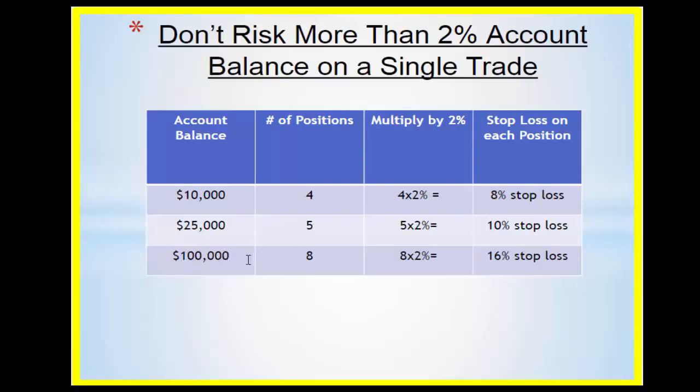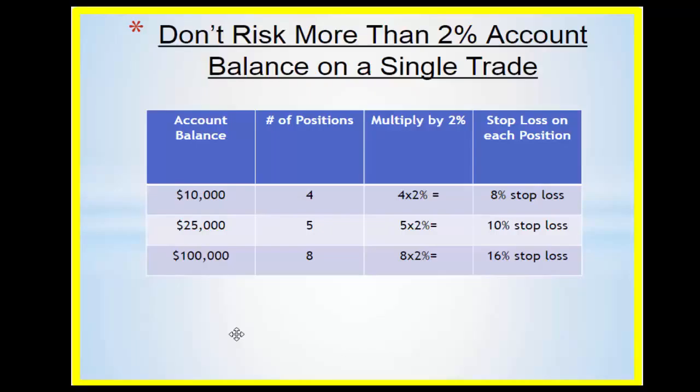Same thing, one more example. On a $100,000 account balance, say you have 8 positions, 8 times 2%, a 16% stop loss. Now, I don't ever recommend taking more than an 8 to 10% loss, but this is just for example, if you wanted to be a little bit more diversified. If you had 8 positions, you could take a 16% loss on a single position, and your whole $100,000 account would only be down 2%, or $2,000, down to $98,000.